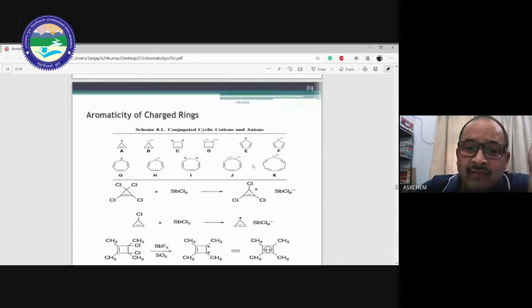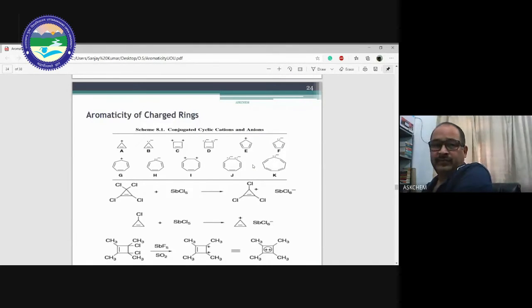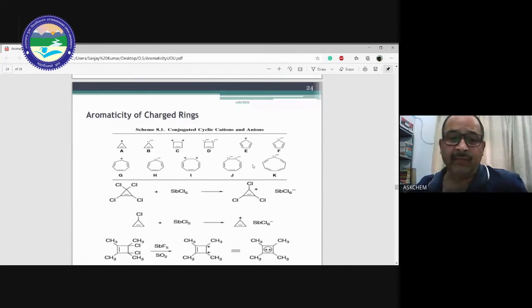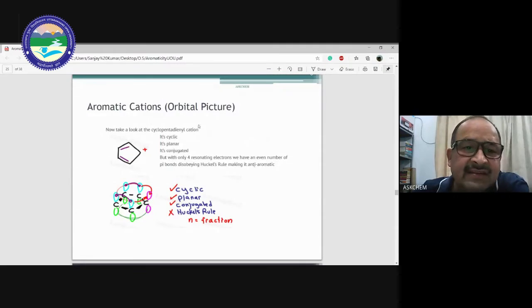Now, we have some charged rings or charged molecules, which give rise to aromaticity. But before that, we should look into some orbital diagram for the charged molecule. Any orbital diagram. So we will come to this slide later on. First, let us discuss this aromatic cation. So what cations are aromatic?